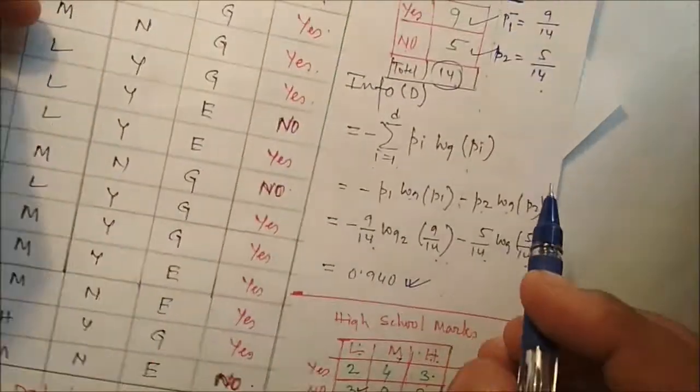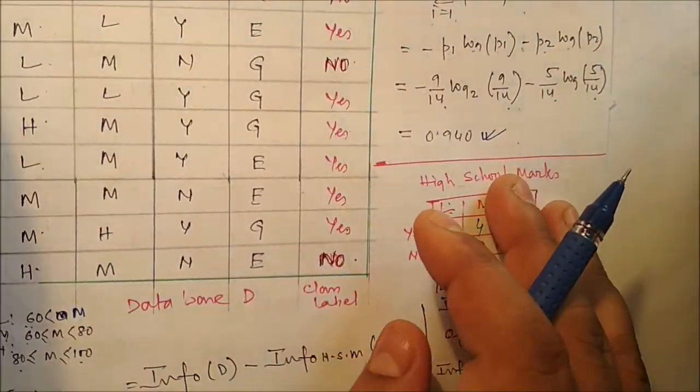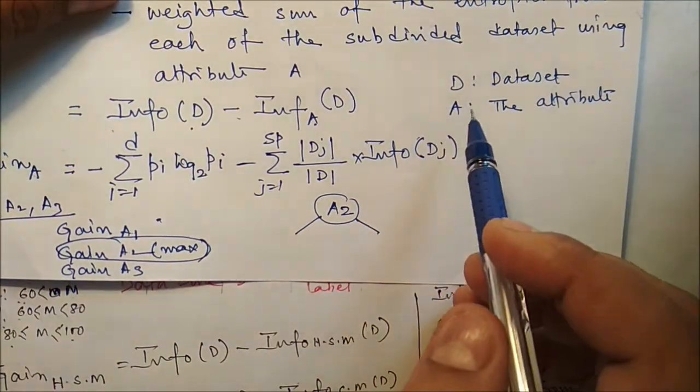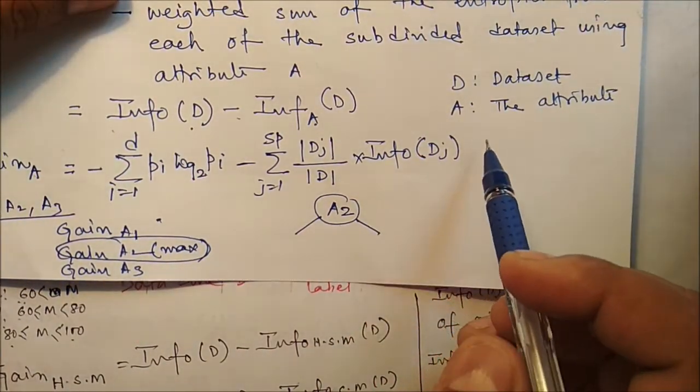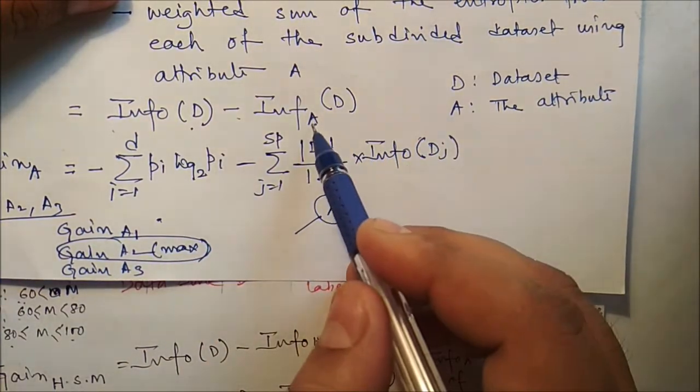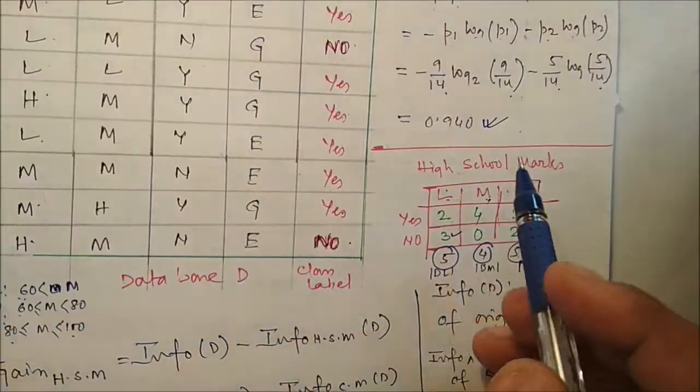So we have to calculate. You have to use this particular formula to get the weighted sum of the entropy for each of the subdivided data sets. So the weighted sum of the entropy. Now here the attribute is A, that means it is high school marks.